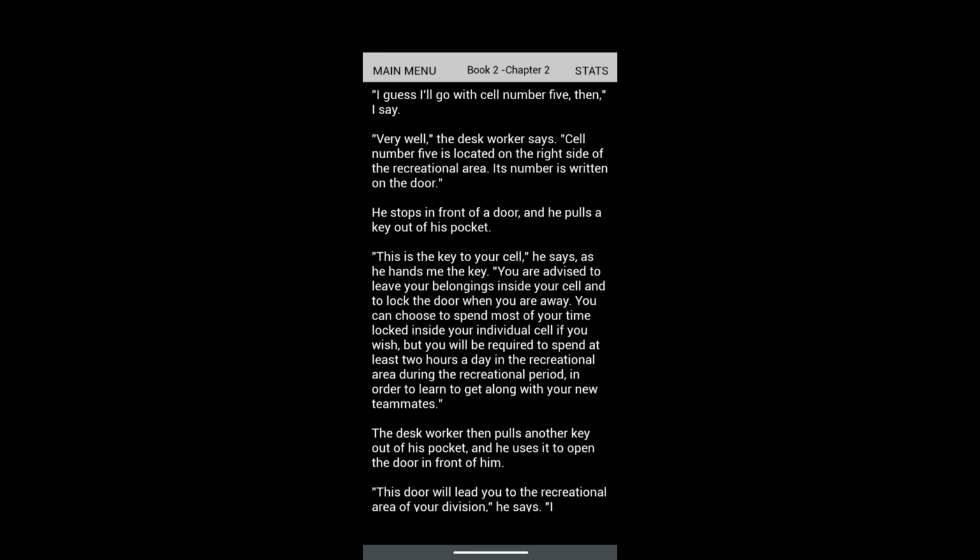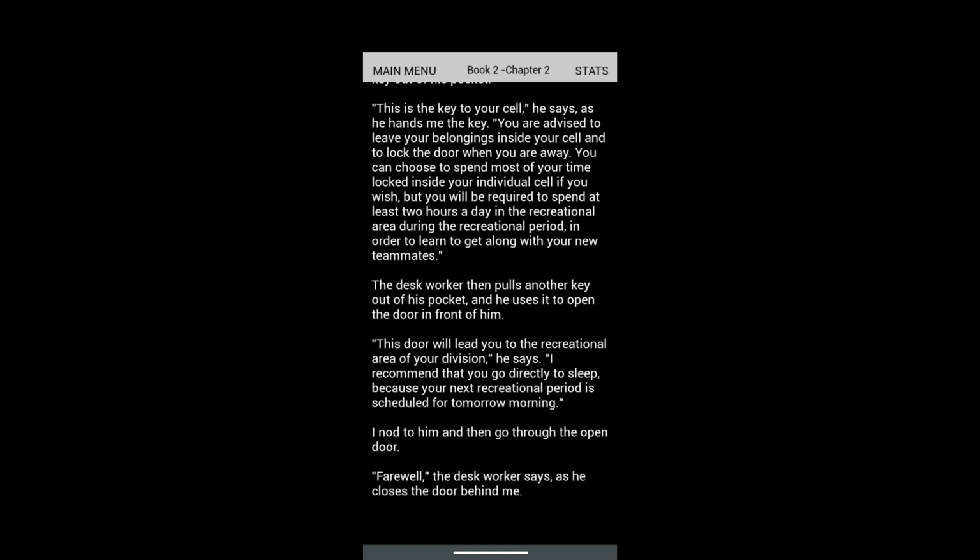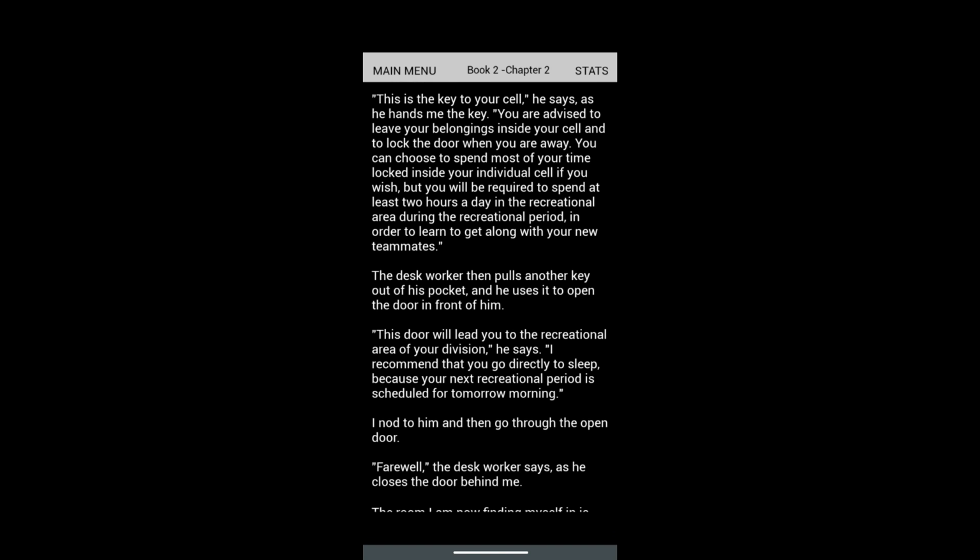I say very well, the desk worker says. Cell number 5 is located on the right side of the recreational area. The number is written on the door. He stops in front of a door. He pulls out a key. This is the key to your cells, he says as he hands me the key. You are advised to leave your belongings inside your cell. Lock the door when you're away. You can choose to spend most of your time locked inside your individual cell if you wish. But you are required to spend at least 2 hours a day in the recreational area during the recreational period in order to learn to get along with your new teammates. The desk worker then pulls another key out of his pocket and uses it to open the door.